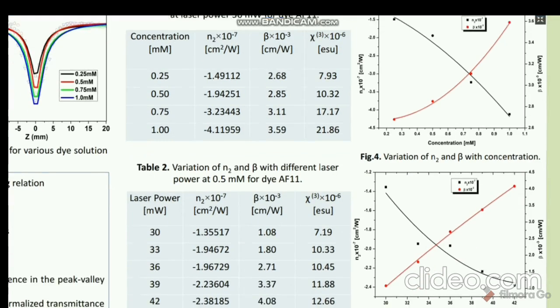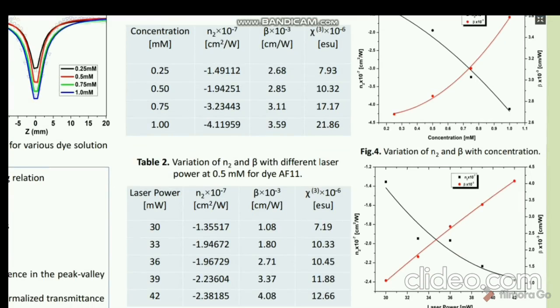This variation establishes the fact that for higher concentration, more molecules get thermally excited by the absorption of laser radiation. So the sample behaves like a thermal lens, producing a temperature dependent refractive index. Hence the optical nonlinearity is enhanced with an increase of concentration as well as power.